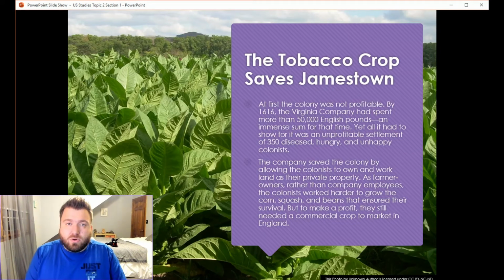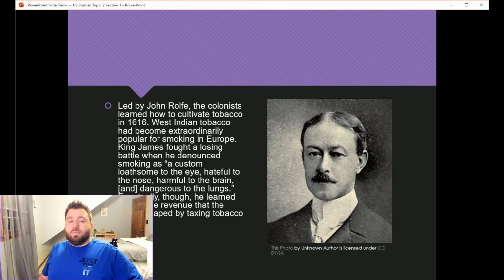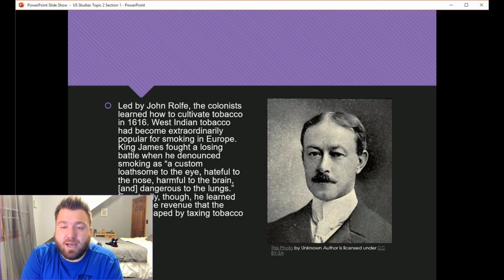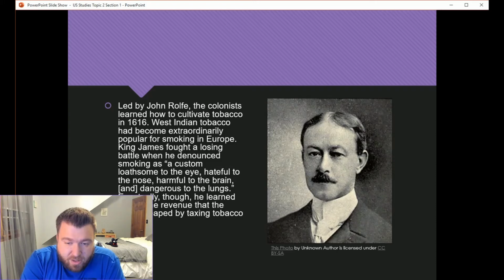They needed a commercial crop that they could take back to England and sell. So, led by John Rolfe, the colonists learned how to cultivate tobacco in 1616. West Indian tobacco had become extraordinarily popular for smoking in Europe. King James fought a losing battle when he denounced smoking as a custom loathsome to the eye, hateful to the nose, harmful to the brain, and dangerous to the lungs. Eventually, though, he learned to love the revenue that the crown reaped by taxing tobacco imports.